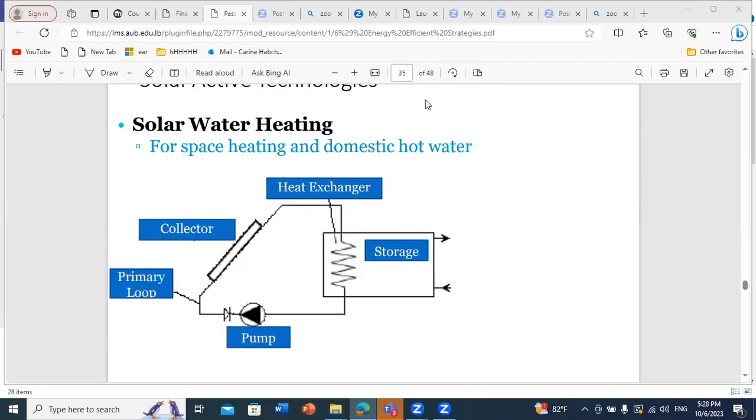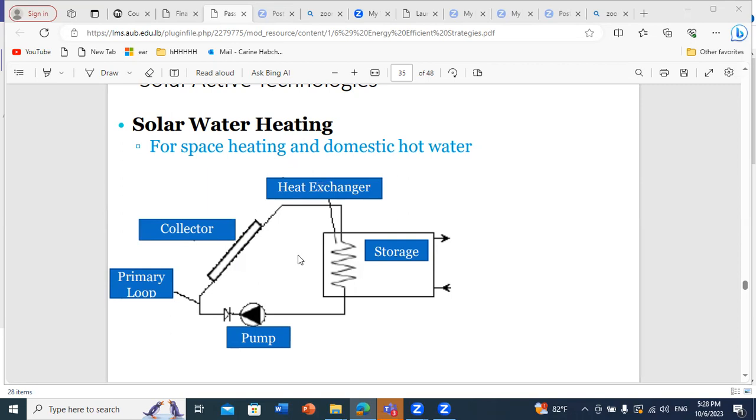Okay, so we were discussing the solar water heating system. It's similar, if you want, to the previous system, but in the previous one we said that we can circulate air in case we need to use, let's say, heating and ventilation applications. And here we can use solar water heating for heating water for domestic needs. So the system is similar.